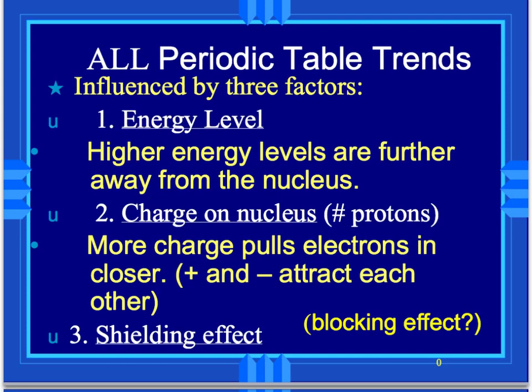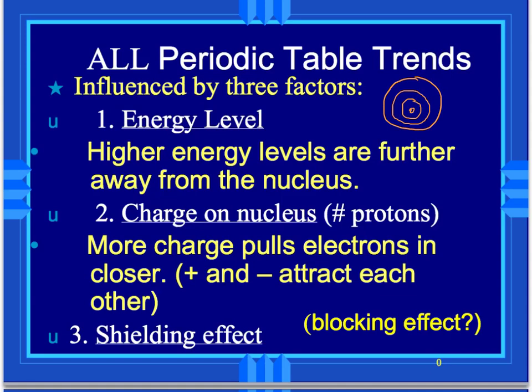Now, with all of the periodic trends that we're going to talk about today, they're influenced by 3 main factors, so keep them in mind as we talk about them. The first one is the energy level. So the higher energy levels are further away from the nucleus. So I'm hoping you remember, here's our nucleus. Here would be like level 1, energy level 2, 3. So obviously we're getting further and further away from the nucleus as we increase our energy level.